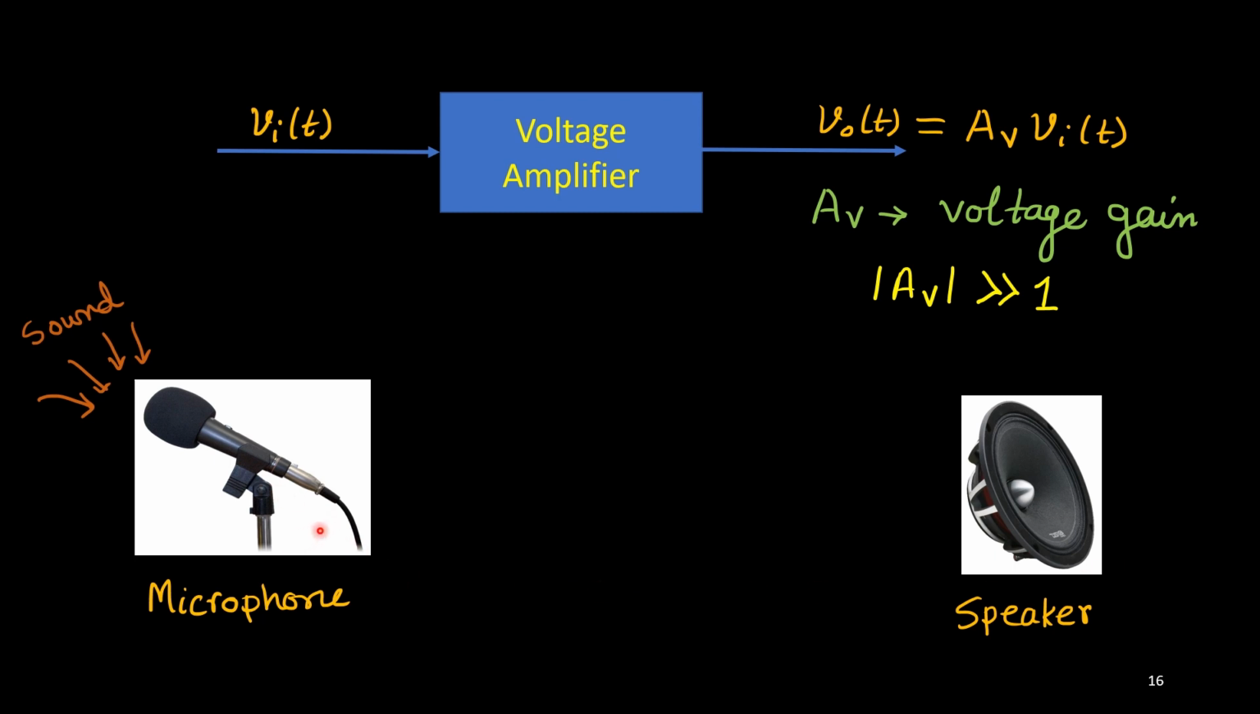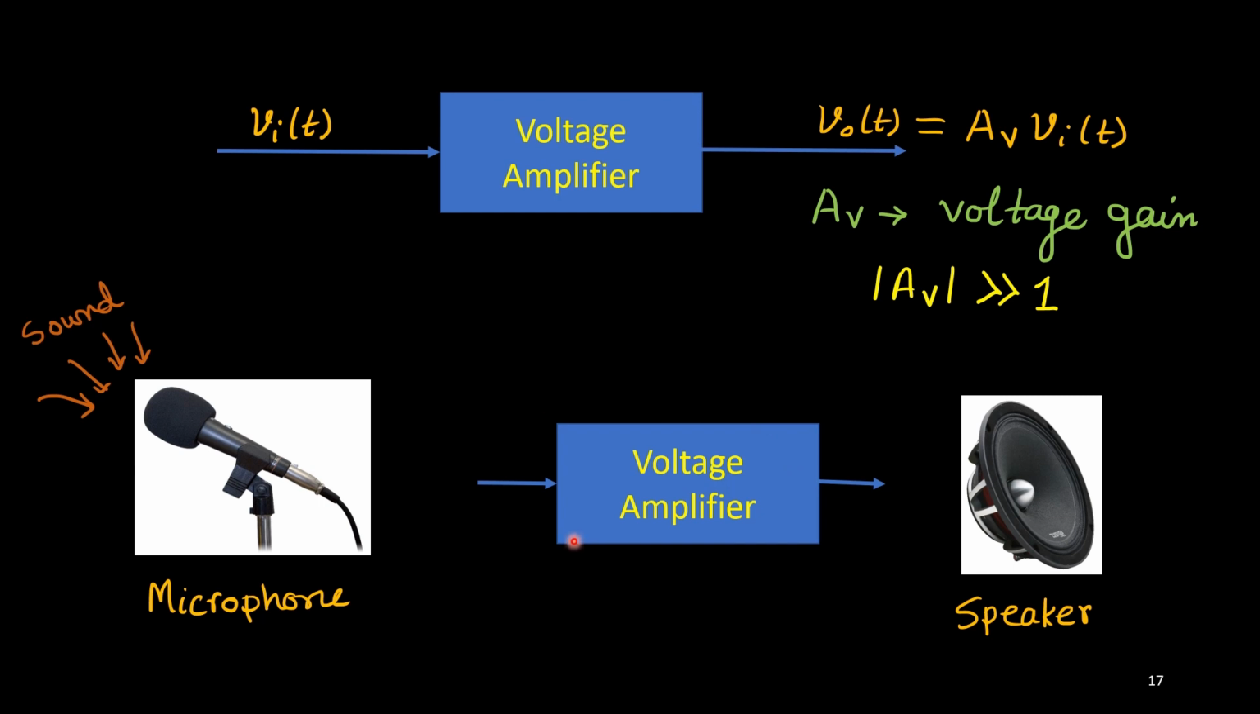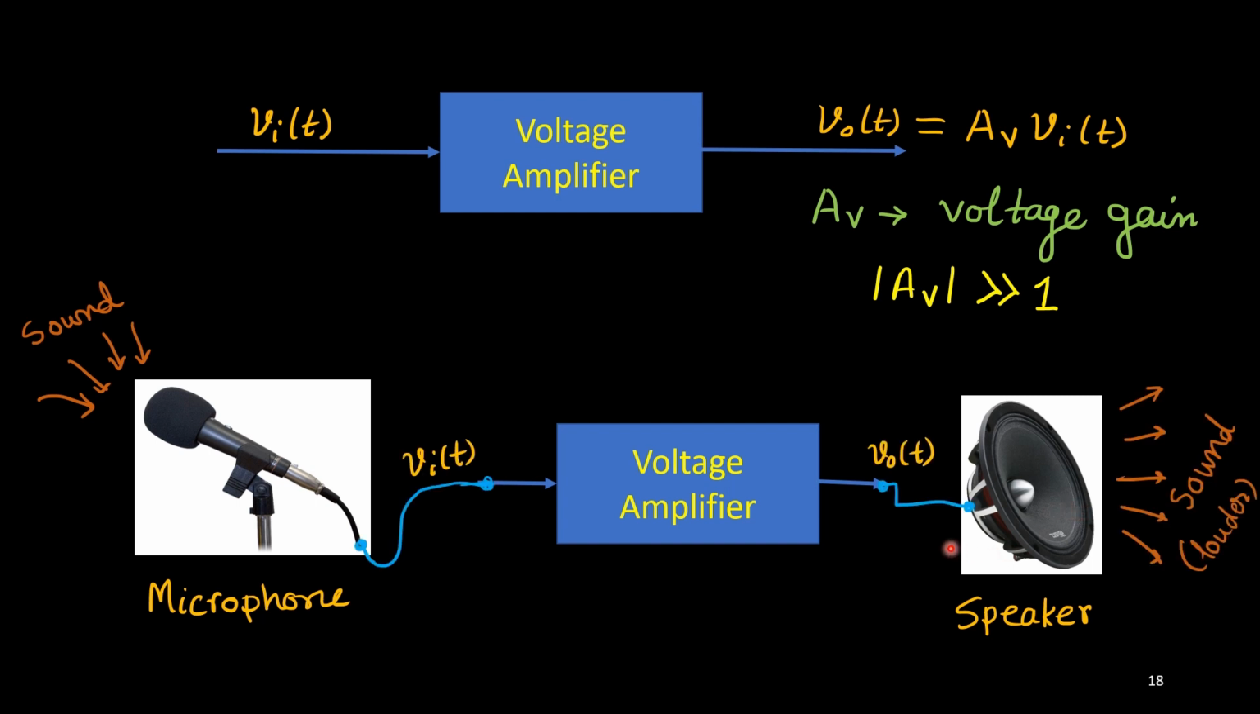So we need to connect the output of this microphone to the speaker, okay? But before that, we need one amplifier to amplify this signal, because the output voltage level of this microphone is very low. So first we need to amplify it. For that I need one amplifier. Then the output of this amplifier can be fed to the speaker to get louder sound. So this could be the connection.